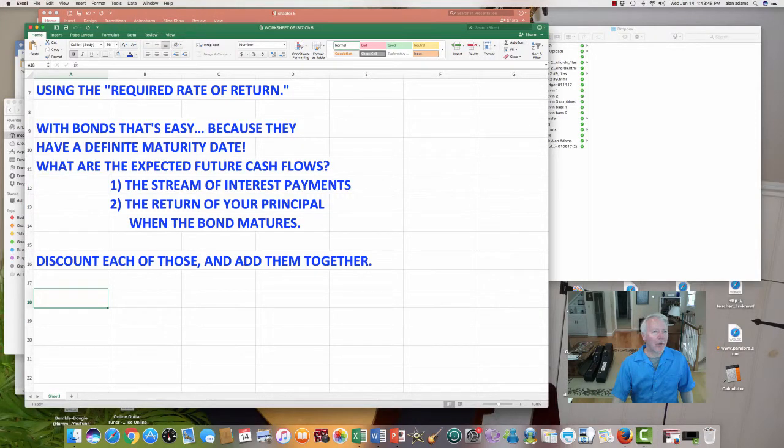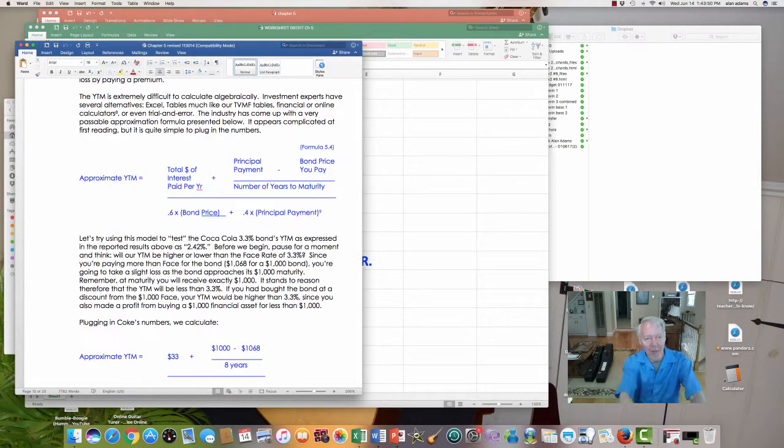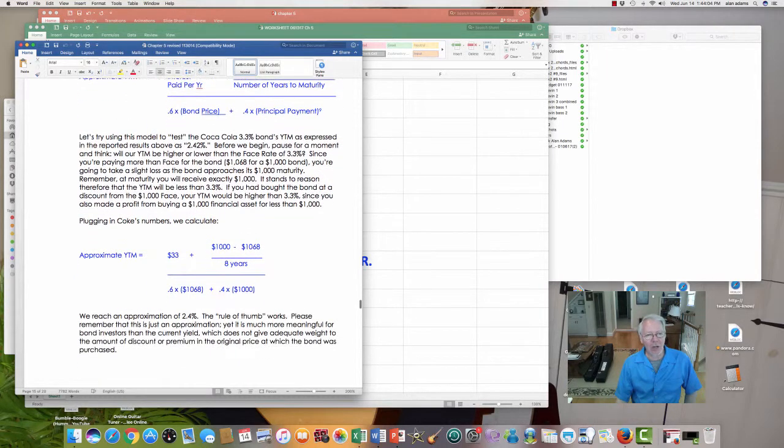Hi there. When we left off yesterday, we were looking at this formula. This is on page 113 of our text, and this is how bond traders come up with an estimate of yield to maturity. So I demonstrated how this problem works in general, and then I said let's use our Coca-Cola problem, and we know it's a 3.3% coupon bond, and that it has a yield to maturity of 2.42. So let's do the math and test this out.